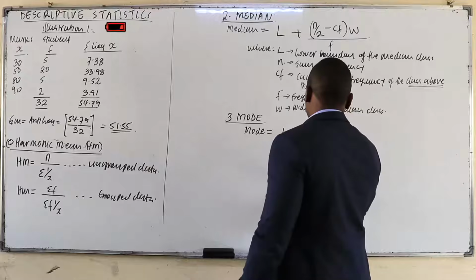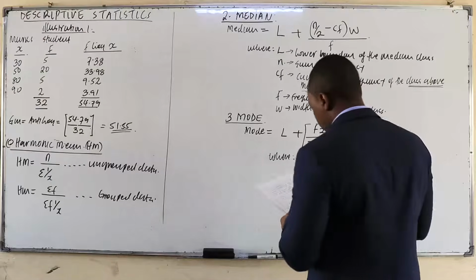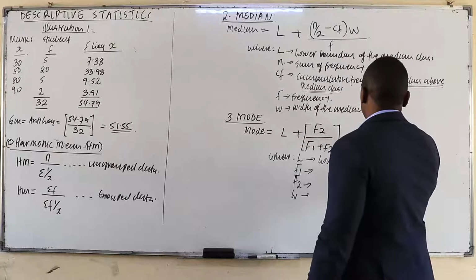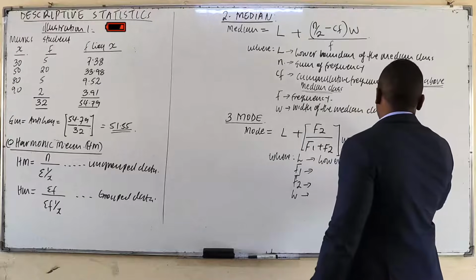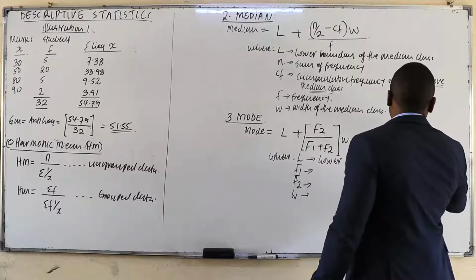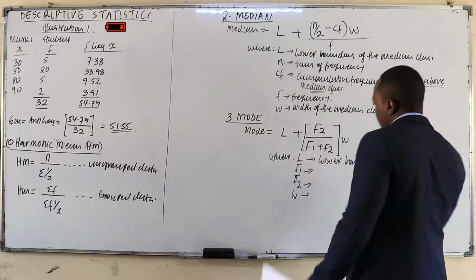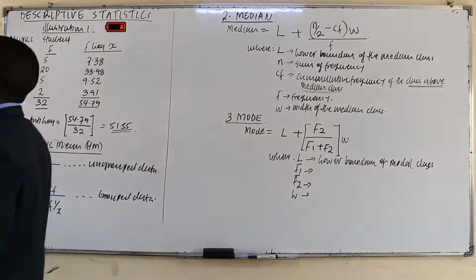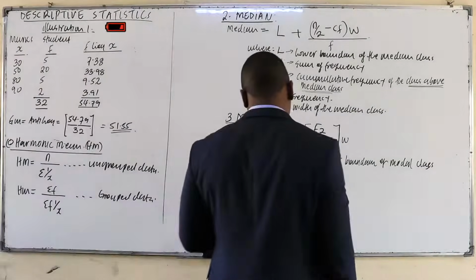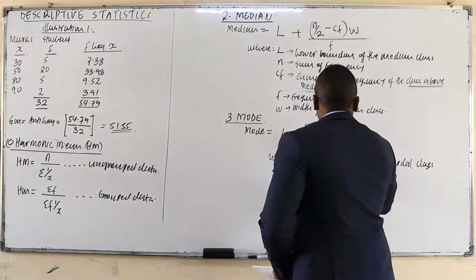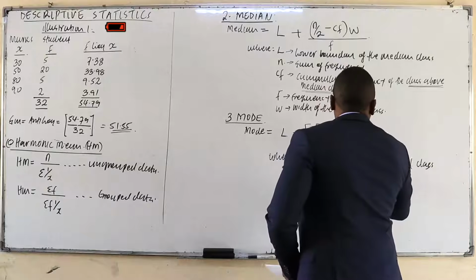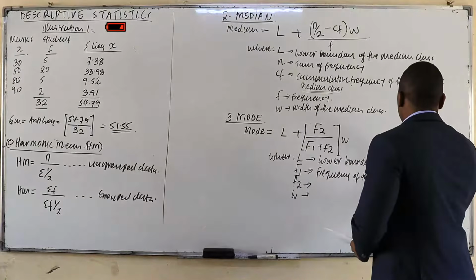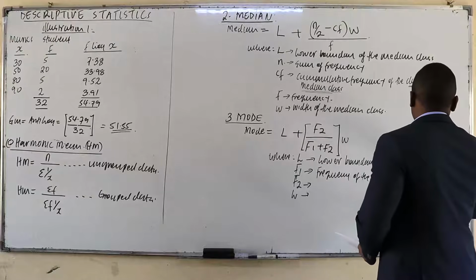So we know what W is. Now, L is the lower boundary of the modal class. But we said the modal class is where the number has the highest value of occurrence. Then we have F1, which is the frequency of the class above the modal class.